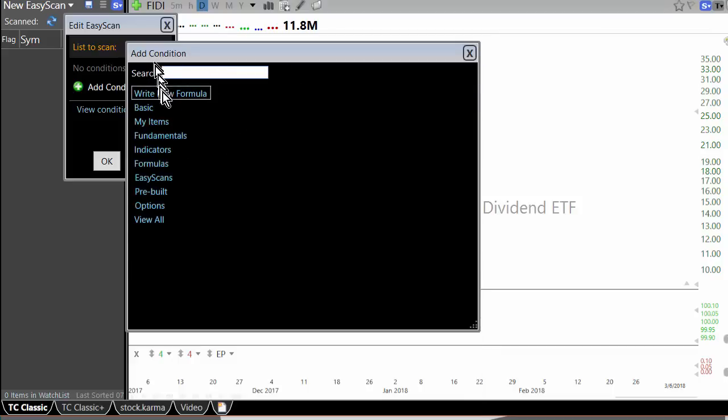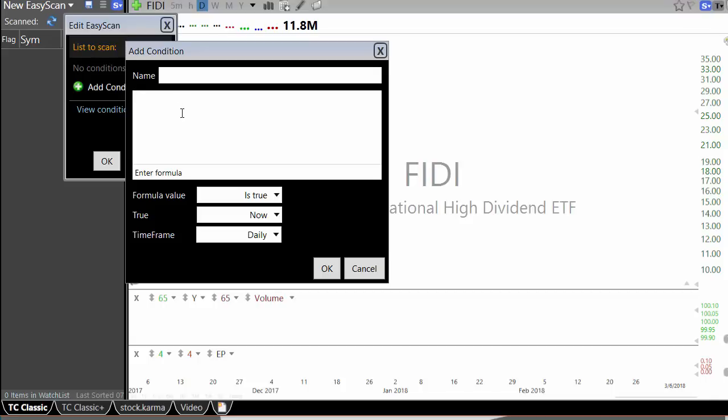So anyway, it doesn't matter. You can write that condition, write new formula. What is that formula? Mean V 3.1 is greater than or equal to 100,000.